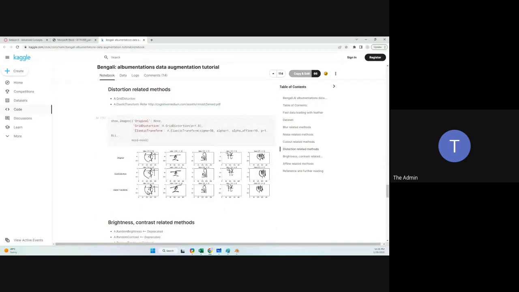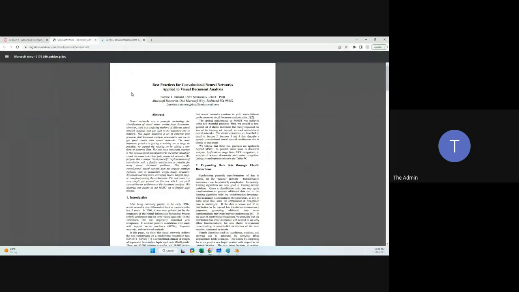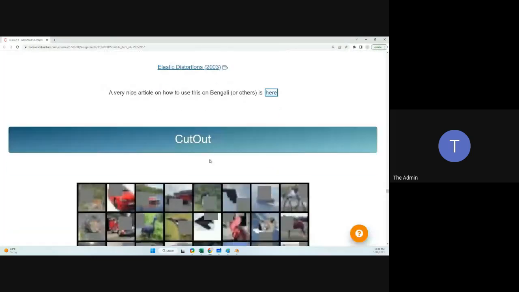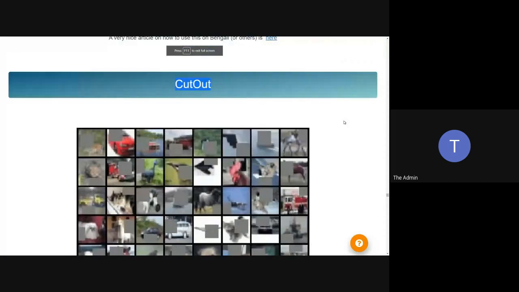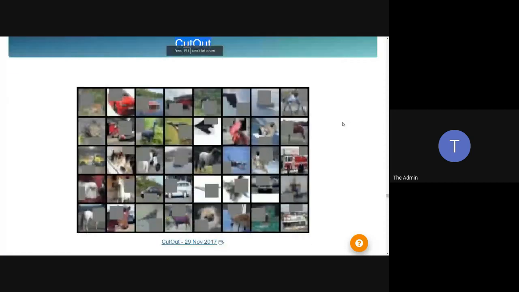Right. So use it. It's going to be really helpful. And this is the paper. Now, then we have cutout. Cutout is the most important image augmentation strategy, something which every research paper challenges and something which has not been beaten for simplicity, accuracy, and efficiency.